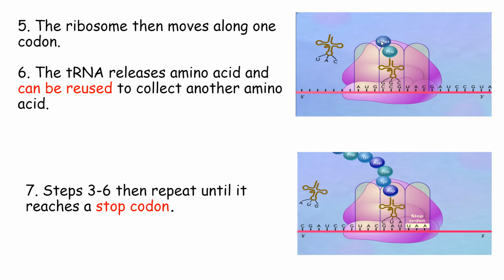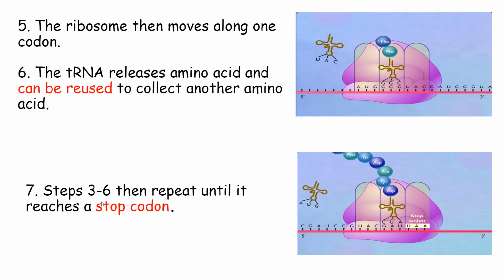So the tRNA, which is this thing here, was attached to this blue amino acid, but now that this amino acid is bound to this one by a peptide bond, this tRNA is now free. It leaves the ribosome and it will go and collect another amino acid and bring it back. So these tRNA basically can be reused, which is very useful.